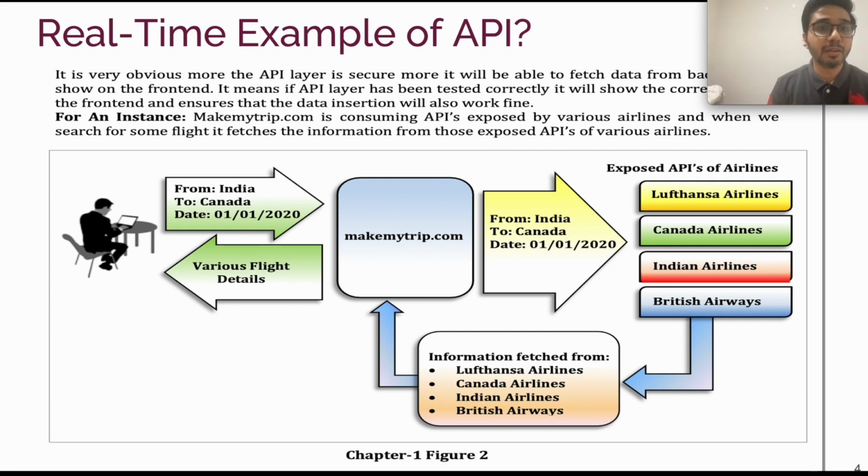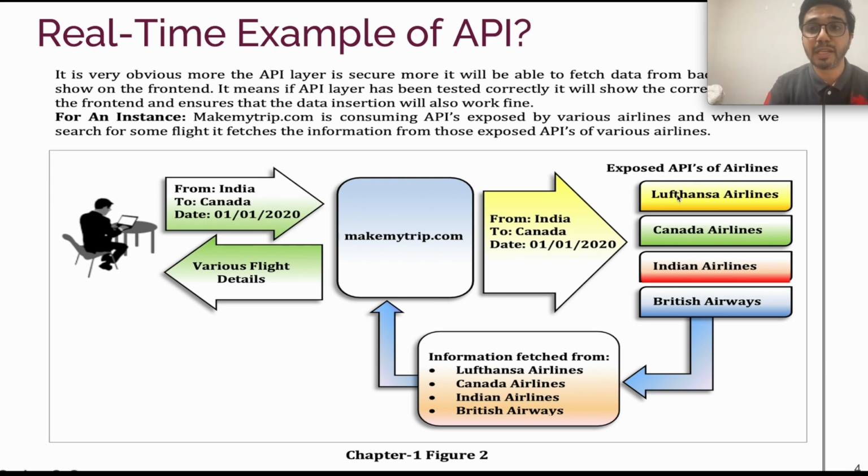Just try to relate the 4 things you need to relate, right? What are the 4 things? Client, server, request, response. Who is the client over here? This person is the user. Make My Trip is the client. And who is the server? This part is the exposed APIs or airlines server.